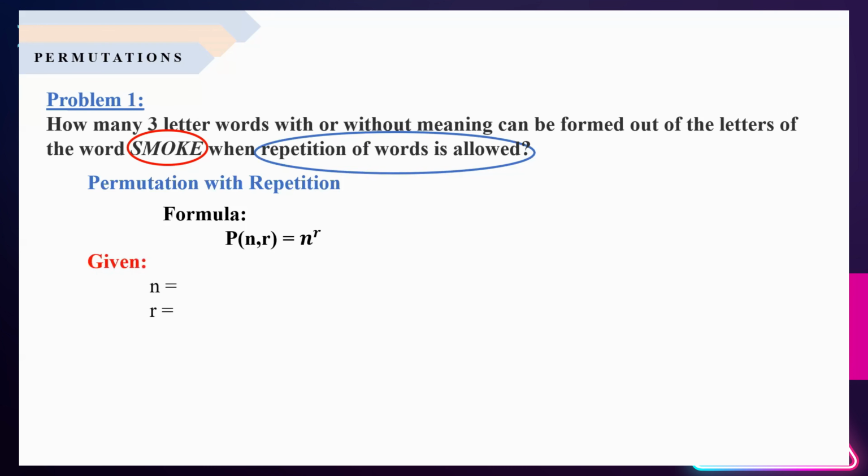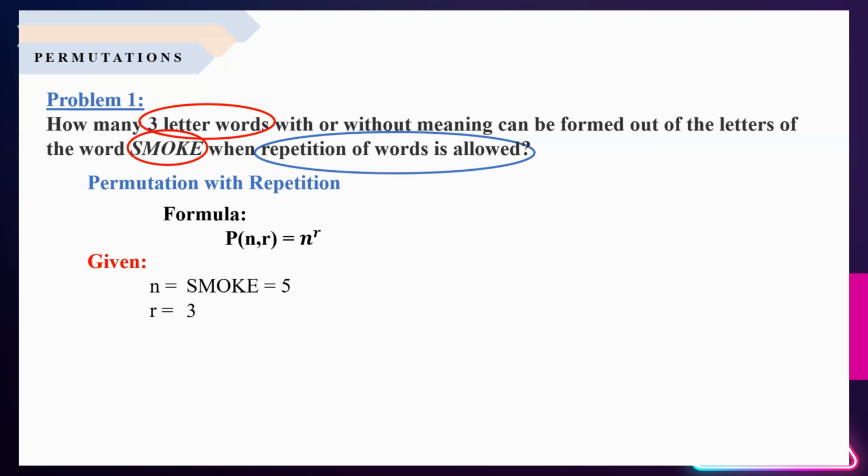Next, alamin natin yung ating mga given sa problem number 1. Ang n natin ay 5 dahil mayroong 5 letters ang word na smoke. Lagi kong sinasabi sa mga nakaraang video na ang n natin is always greater than or equal to the value of r. Ibig sabihin, ang n ay laging mas mataas o kaya naman same value sila ng r. At ang r natin ay 3-letter words, therefore, ang r natin ay 3.